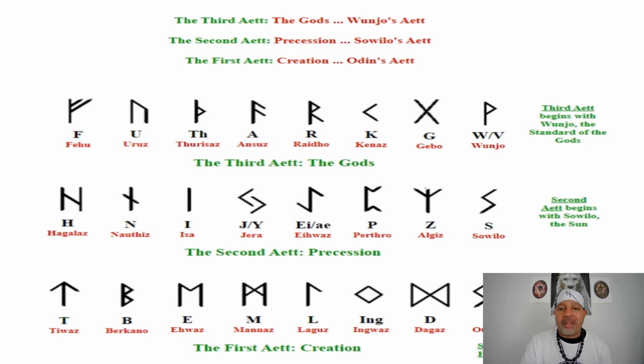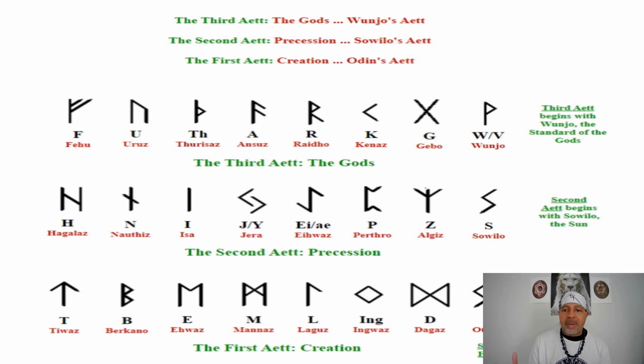breaking down the creation aspect of the first Aetts, as opposed to the third Aetts that we learn about online and in most of the books we get offline on Amazon, where we get these runic books from. So it's an interesting take on the runes coming from that perspective. The second Aetts, and we're going to start again from right to left, with Sowilo, represents precession.